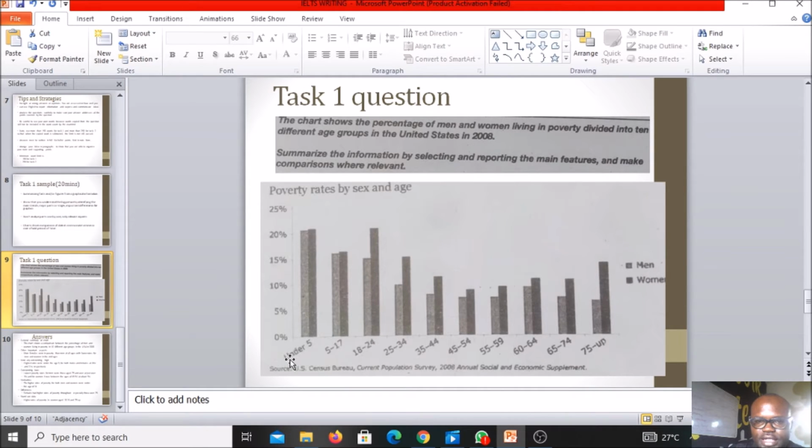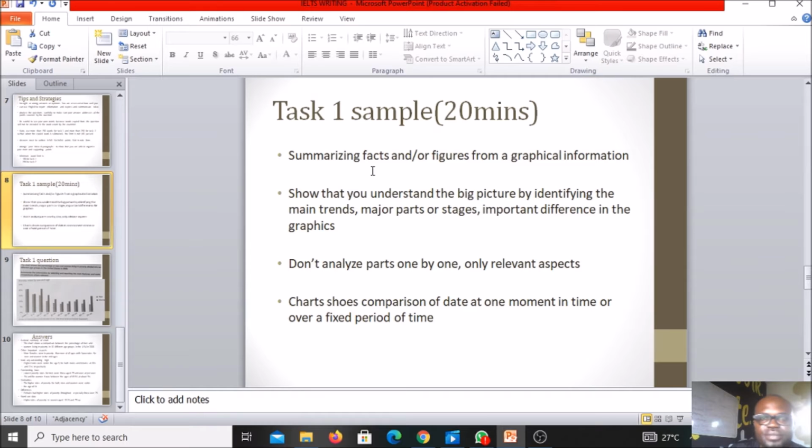So we have how many age groups? 1, 2, 3, 4, 5, 6, 7, 8, 9, 10. 10 age groups. So these are the percentage of men in poverty, 20, for women 21. So this one is men, this one is female. So take note.